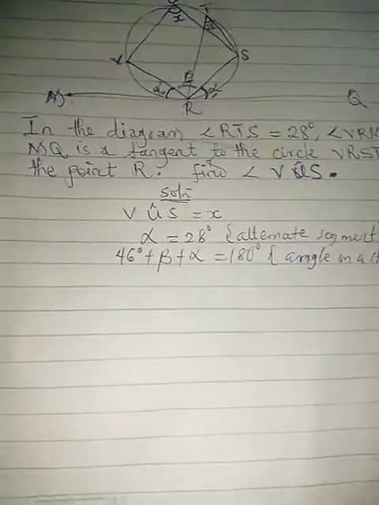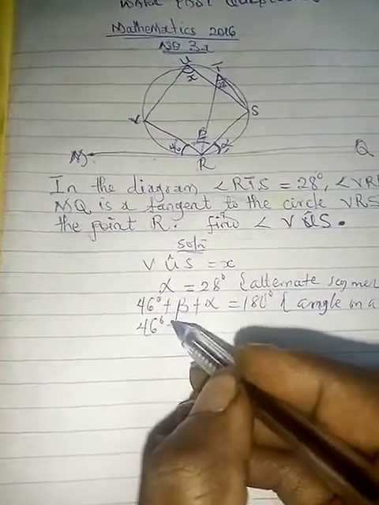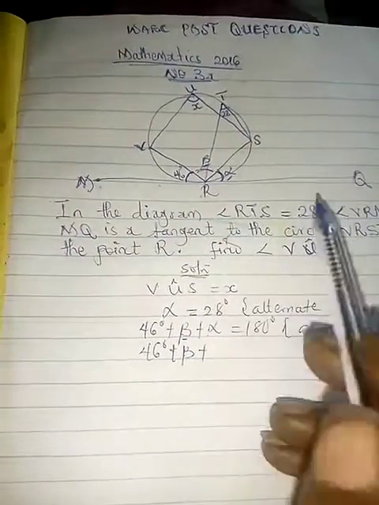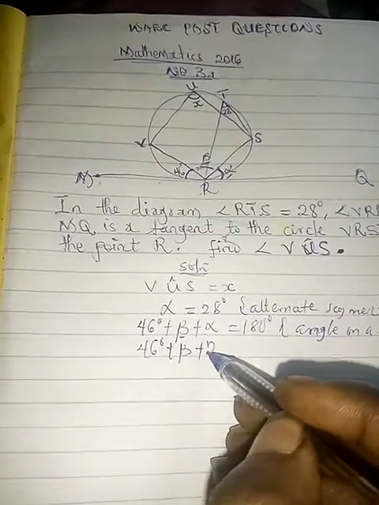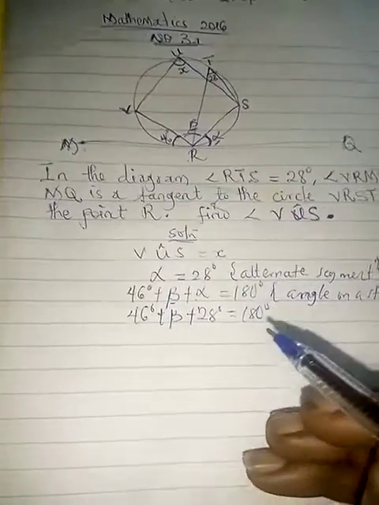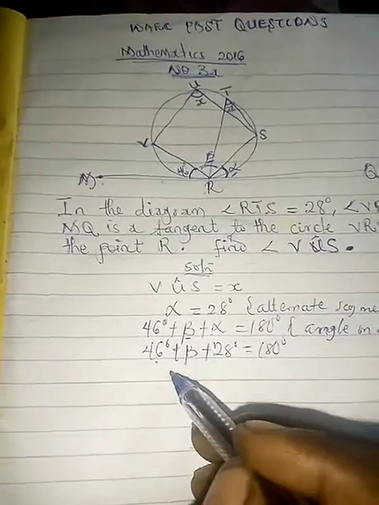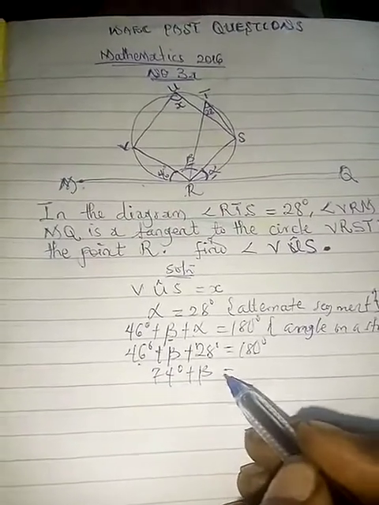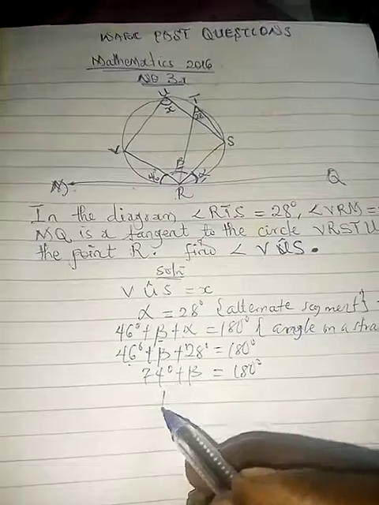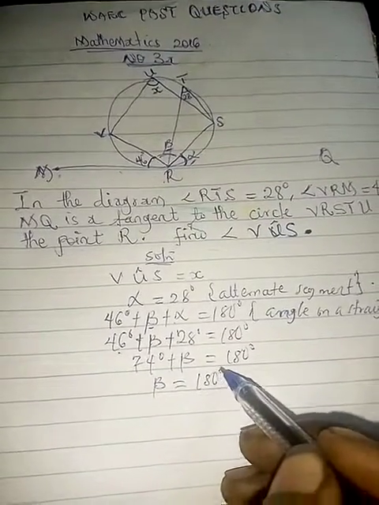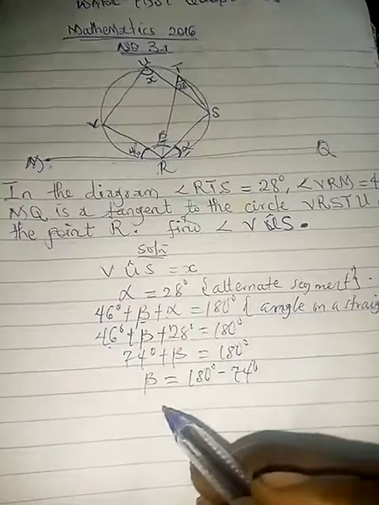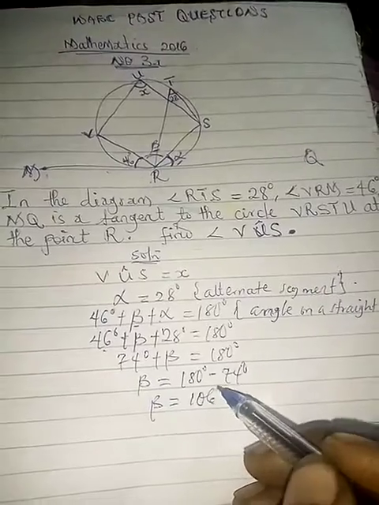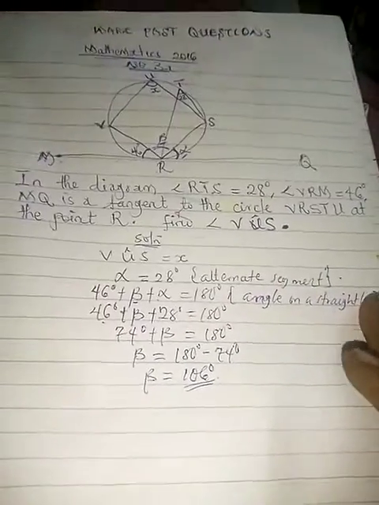So having known that, we can now say that 46 degrees plus beta, which is unknown and is what we are looking for, plus alpha, which is 28 degrees, equals 180 degrees. So 46 plus 28 gives us 74 degrees plus beta equals 180 degrees. So finally, beta equals 180 degrees minus 74 degrees, and that gives us 106 degrees. So we have gotten beta.